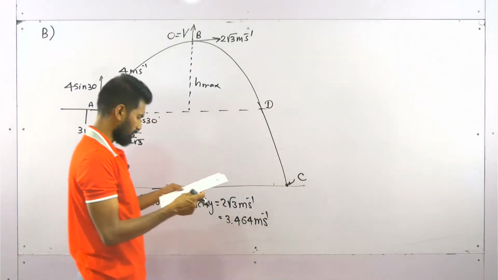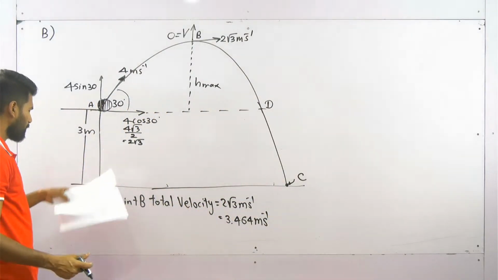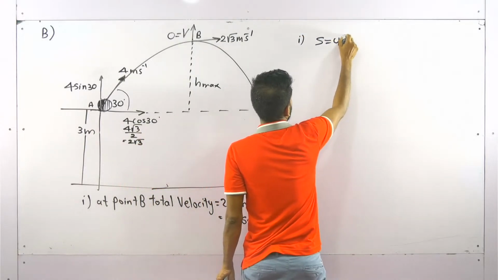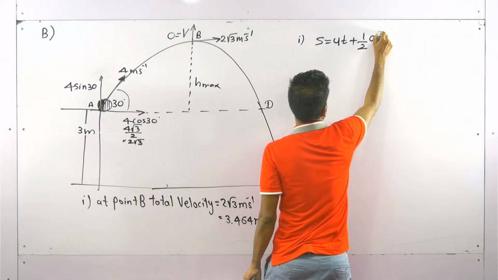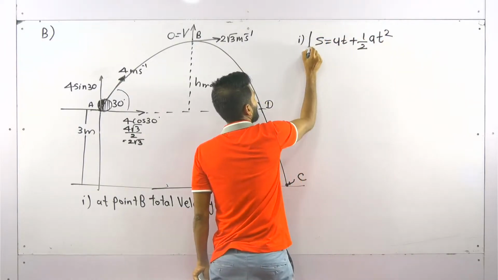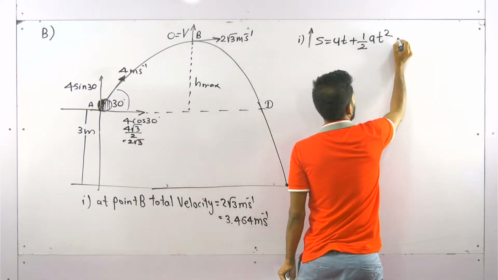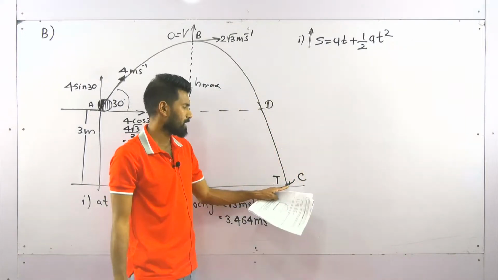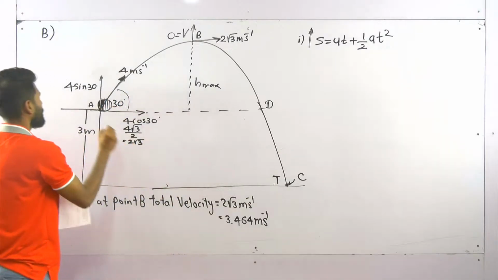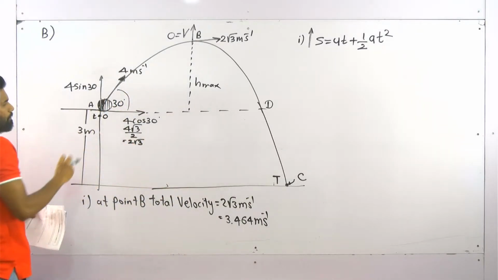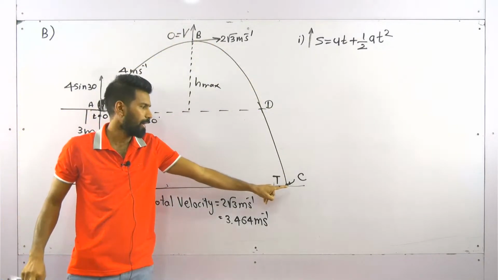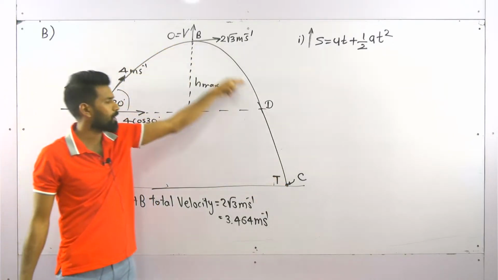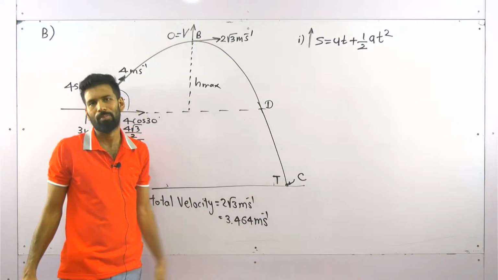Okay, the second question. Calculate the flying time of the object. I'm applying S equals ut plus half at square for the object. The flying time is this. It hits the ground at the point C. Initially, time is 0 when it was projected, and it will come in this parabolic path and hit the ground at C. So the time taken to travel from point A along the parabolic path to point C is the flying time, capital T.